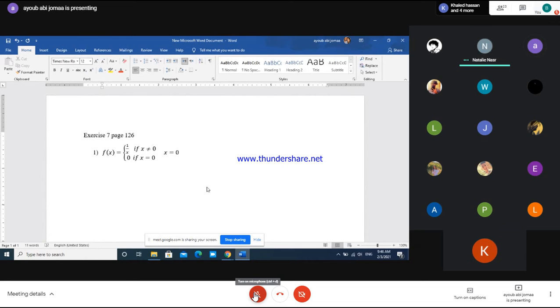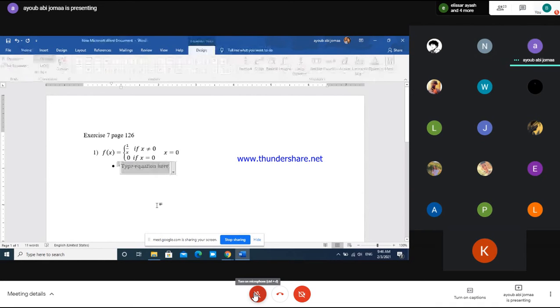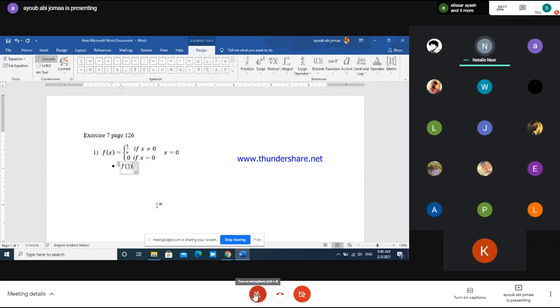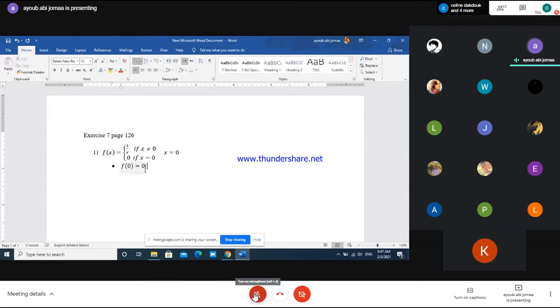The first condition. Is the function defined at 0? What is f of 0? 0. Good. F of 0 is equal to 0, it's given. Here we are saying f of x is equal to 0 if x is equal to 0. So it means that f of 0 is equal to 0. So it's defined. The first condition is satisfied.